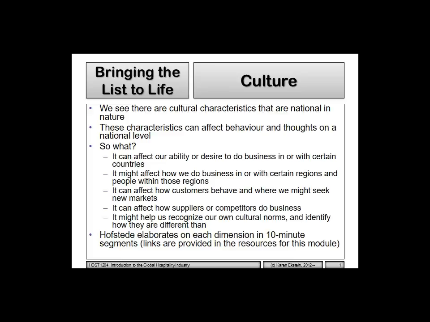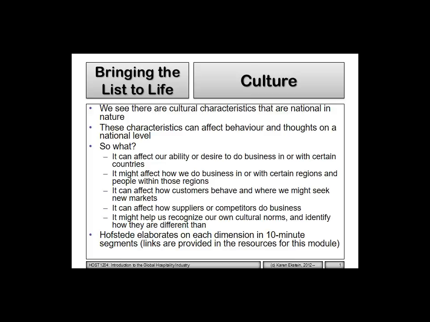Hofstede elaborates on each of those dimensions in 10-minute segments. I've provided you with the links to those in the resources for this module. Look, Hofstede's model is not the be-all and end-all. Hofstede's dimensions have been criticized for being an overgeneralization, but his dimensions have also been confirmed by a fair bit of research. In other words, there's a lot of validity to them.